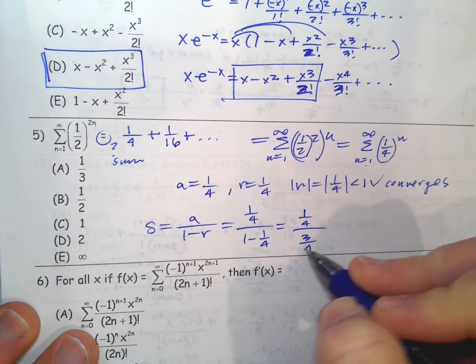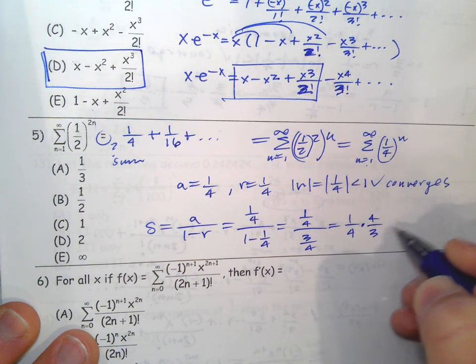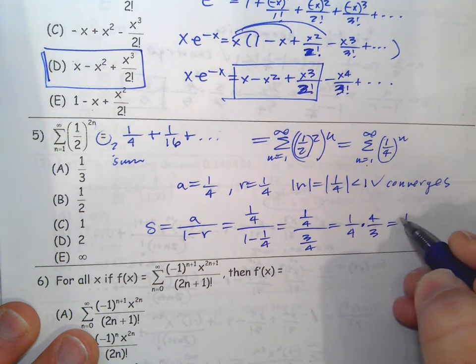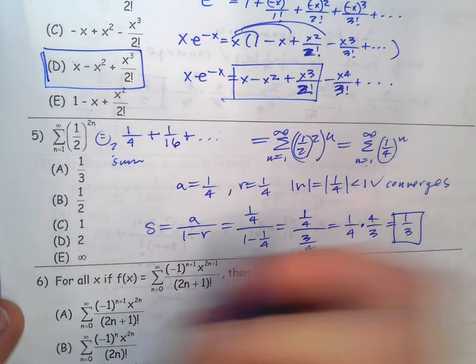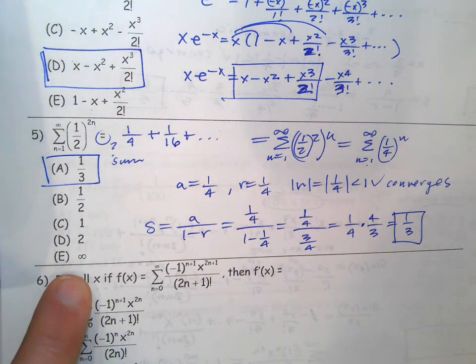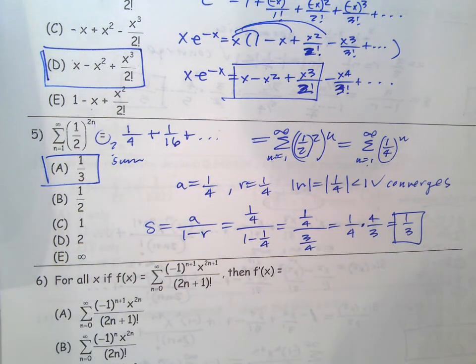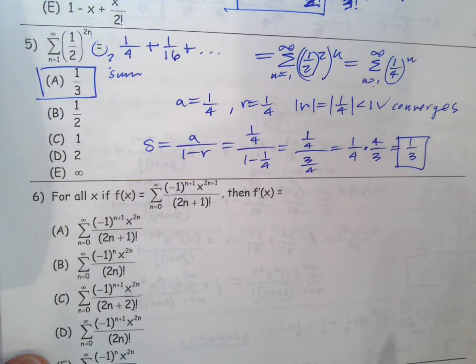The algebra, I guess it's up to you. I would hate to make a mistake because I did too much algebra in my head and saved not that much time. The answer is 1/3. E is for the one that diverges. So if this ended up not being less than 1, we would have picked answer E because it blows up.